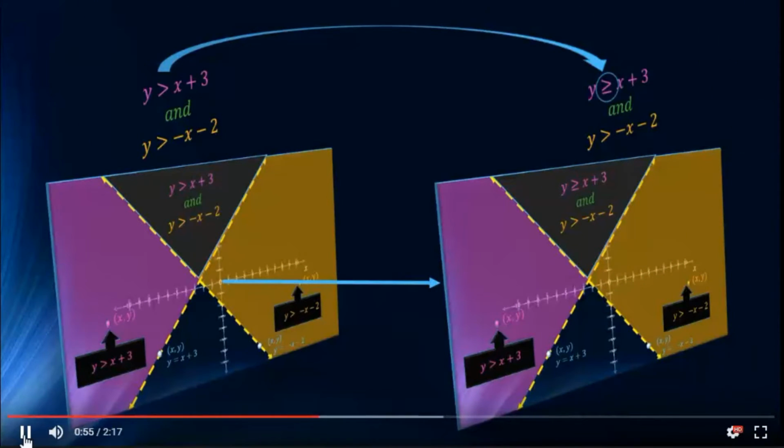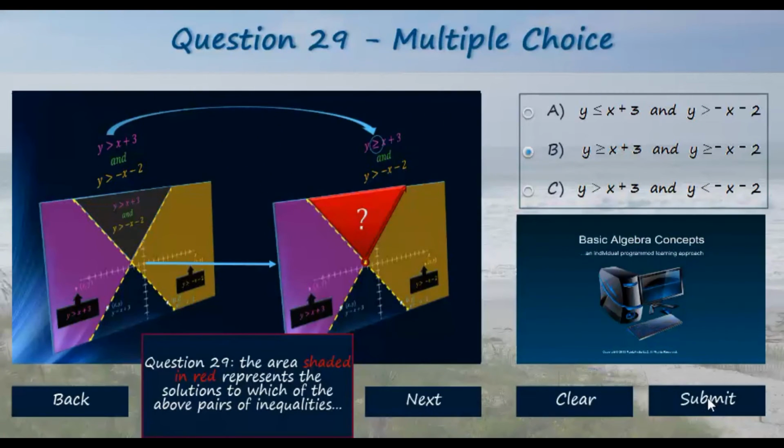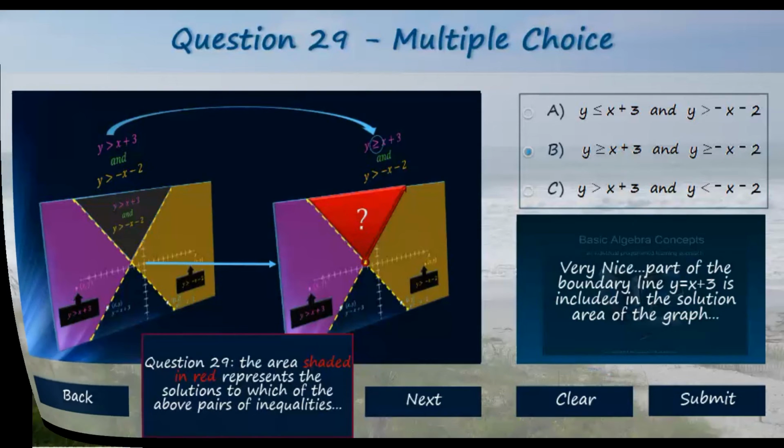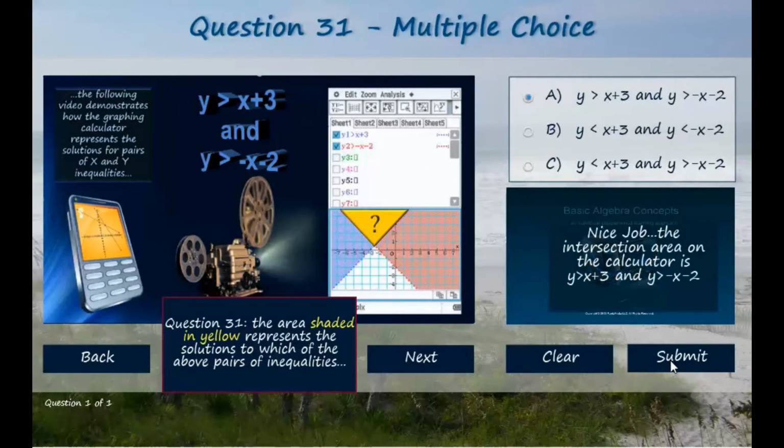Except for one important boundary area. These points on the related equation line. Very nice. Part of the boundary line y equals x plus 3 is included in the solution area of the graph. Nice job. The intersection area on the calculator is y is greater than x plus 3 and y is greater than negative x minus 2.